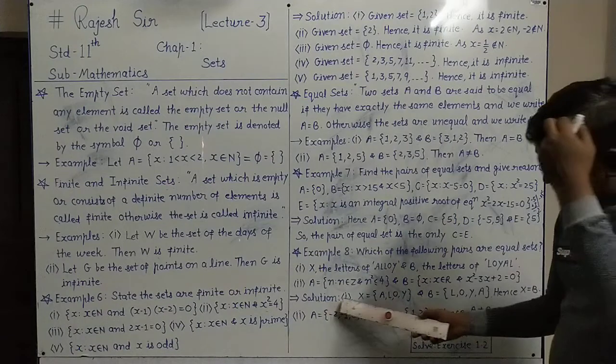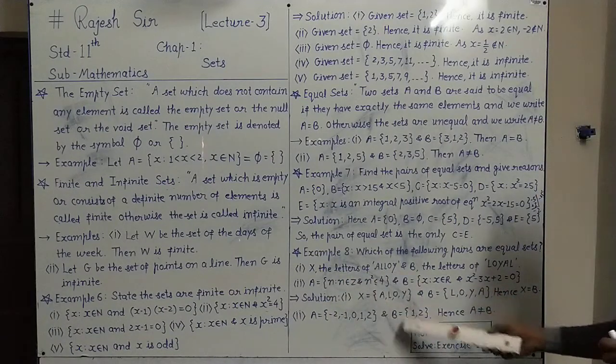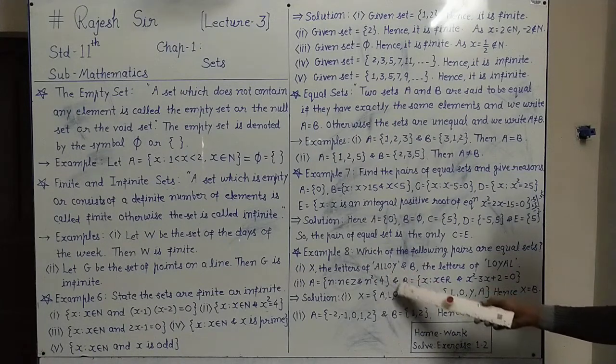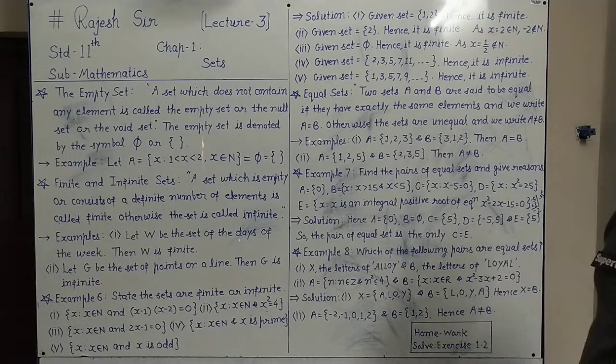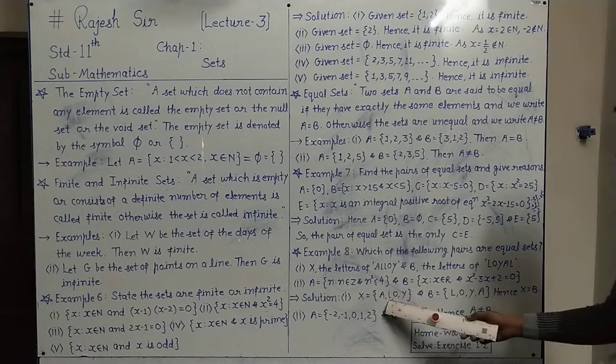So in the solution, first, X equals the letters of ALLOY in the set; if we write A, L, O, Y, the repeating letters we are not writing in the set form. Only one time one element we have to write in the set. So double L we have written only one time. So A, L, O, Y, 4 elements we have in X.